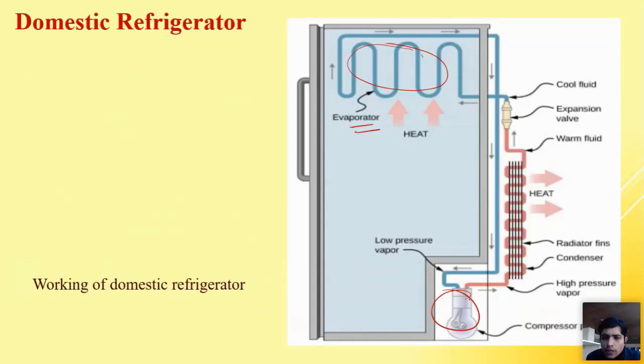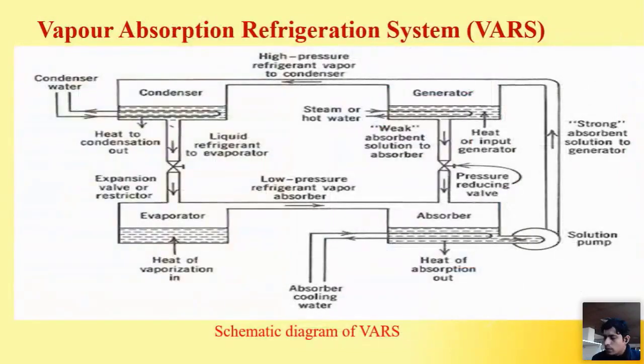loss to the environment. After this compression process, the heated, high-pressure refrigerant goes to the condenser where it loses latent heat and sensible heat both. And again, it goes to the expansion valve, and after that, the cooled liquid, low-pressure, low-temperature refrigerant goes to the evaporator. Okay, so this is the vapor compression system.